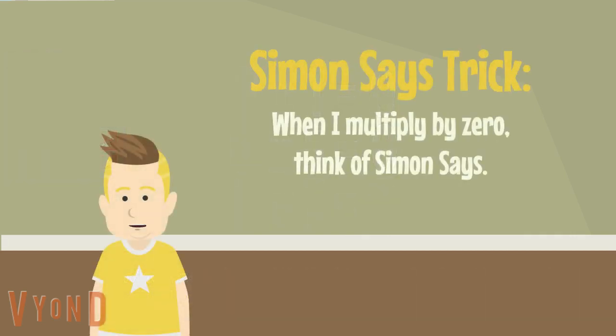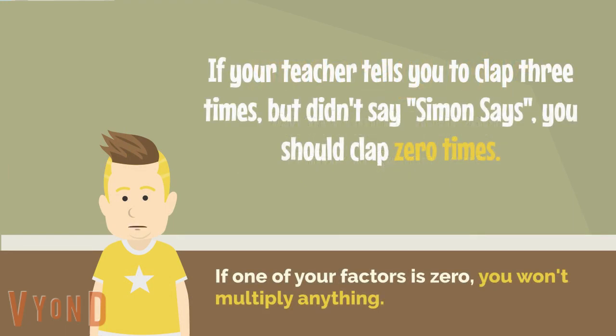When I multiply by 0, I use my Simon Says trick. When playing Simon Says, you know that if Simon doesn't say it, you shouldn't do anything. This is the same for 0. If any of your factors is 0, then you don't multiply anything.